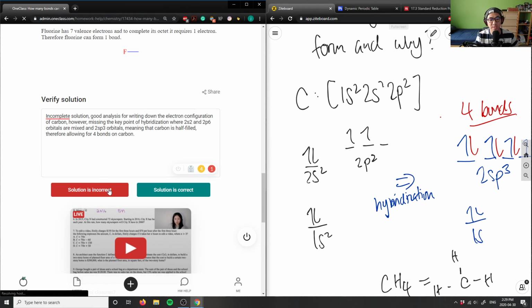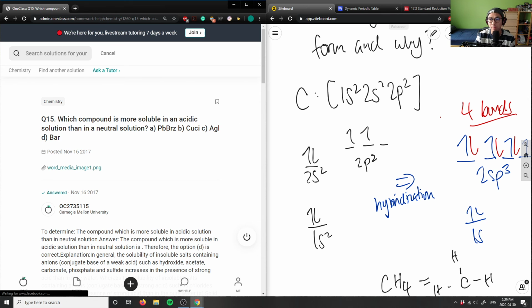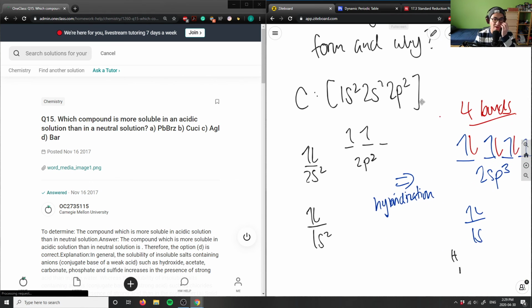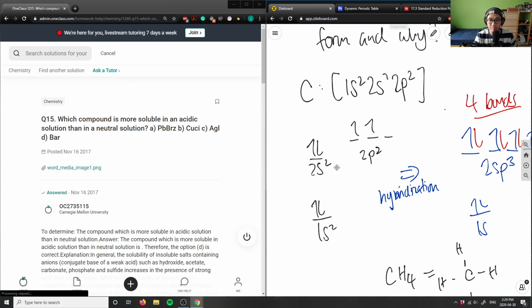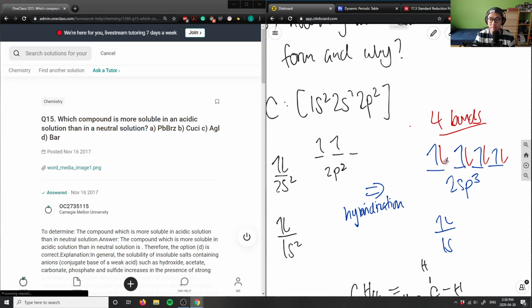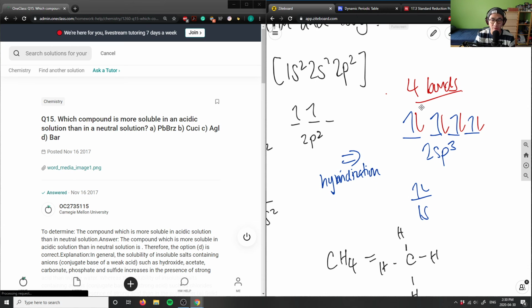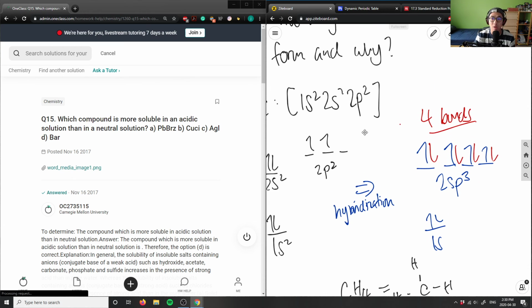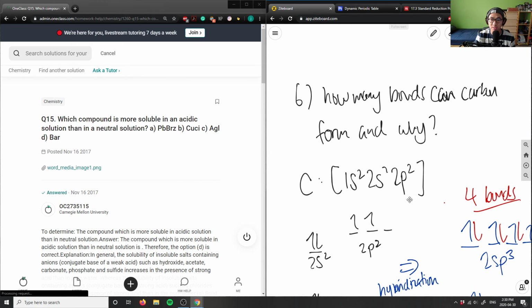Sweet. So I'm going to say the solution is incorrect because they were just missing some key points of this information. Because if I had this here, I can't see that I can make 4 bonds. I can't be like 1, 2, 3, 4 here. That just doesn't make sense. I need hybridization to occur to allow me to make 4 different bonds here. You can think of it as 4 hydrogens with the red arrows here, 4 chlorines, 4 fluorines, whatever you want. So that's 6 here.